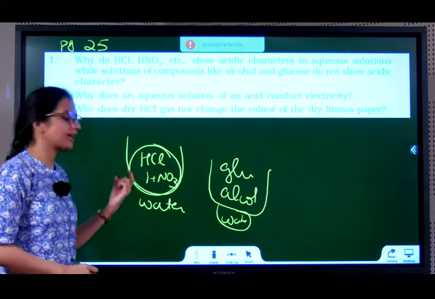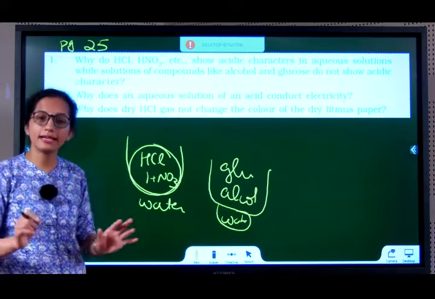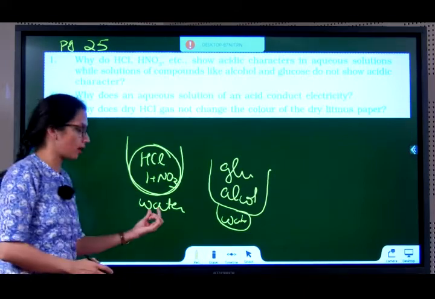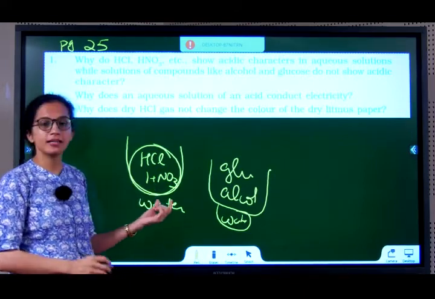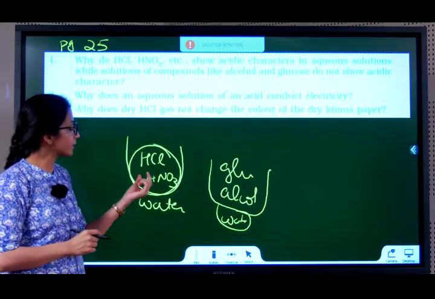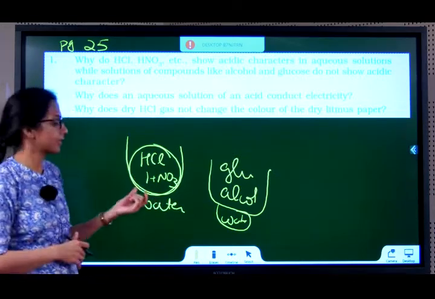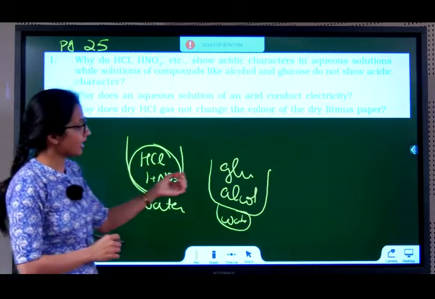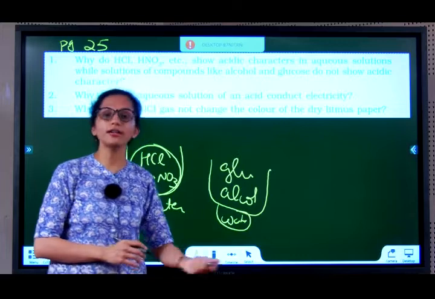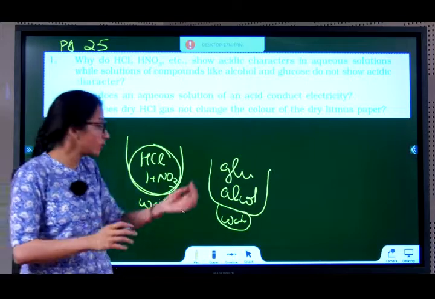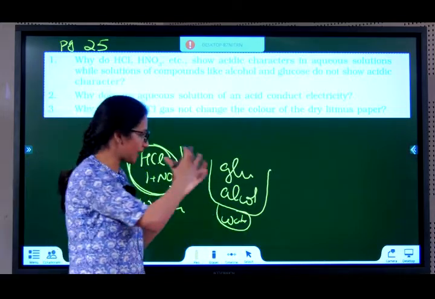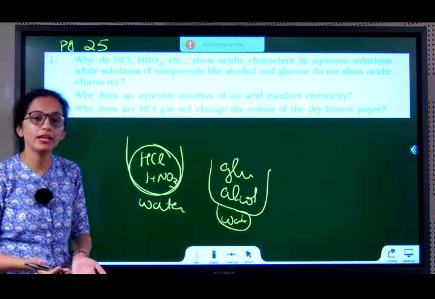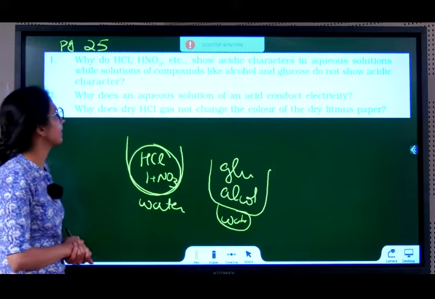HCl and HNO3 in water dissociate into ions. Dissociate meaning split up. So, it dissociates into ions to give out H plus ions. When it dissociates into ions, it produces H plus ion and this H plus ion will show acidic behavior. Whereas, glucose and alcohol do not dissociate in water. Even though there is H in glucose and alcohol, it does not dissociate into ions. So, there is no H plus, it does not show acidic behavior.